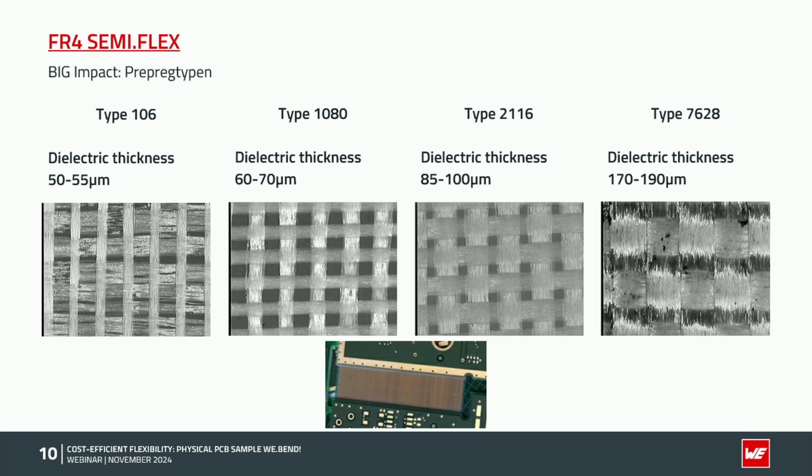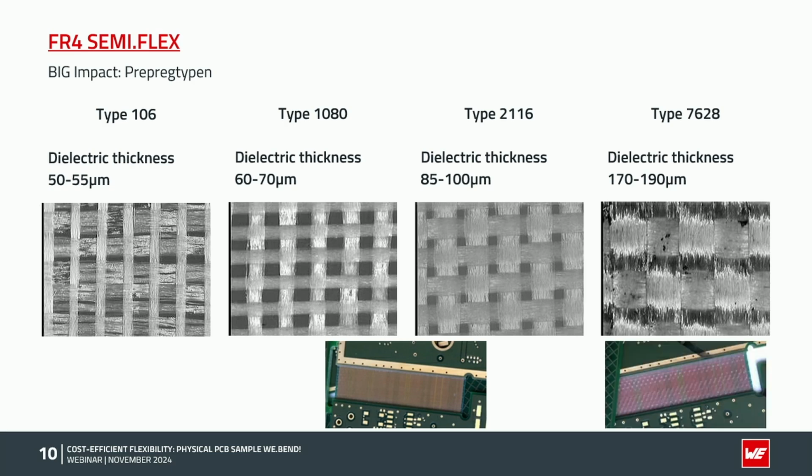But if we use, on the other hand, the 7628, then the bending area will look like this. You can see all the white areas, and here we have massively damaged the glass. So when we bend this PCB, it will definitely break.